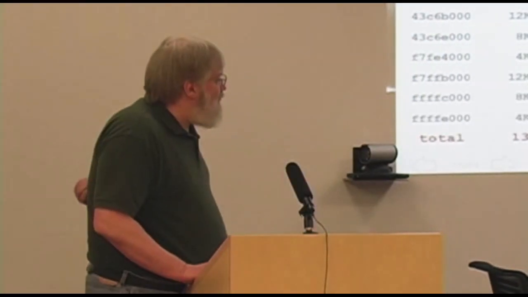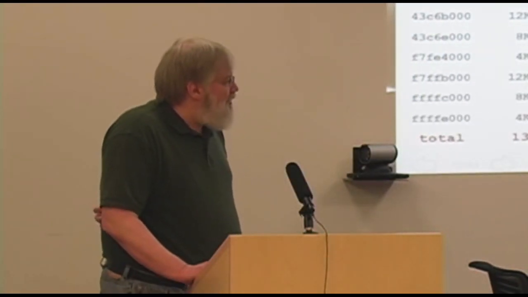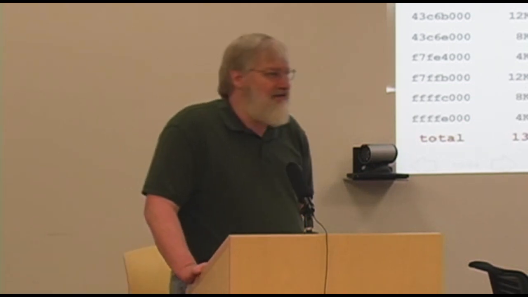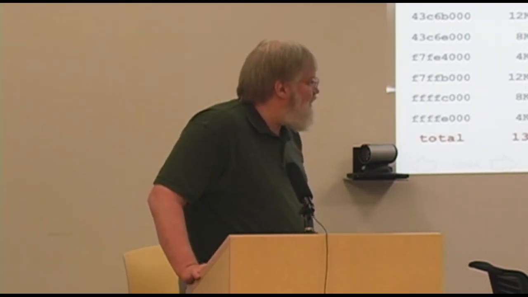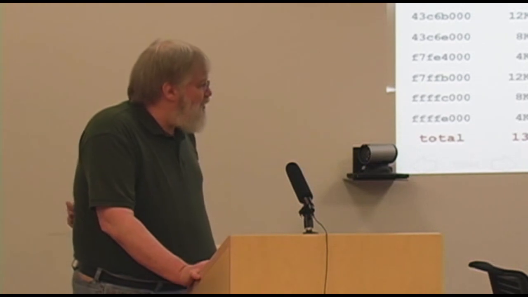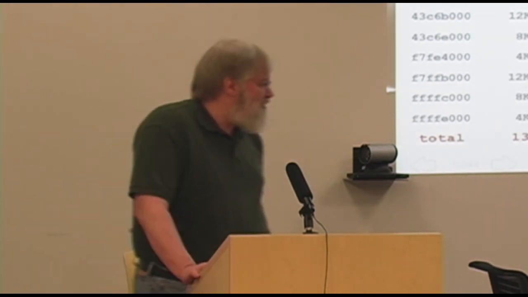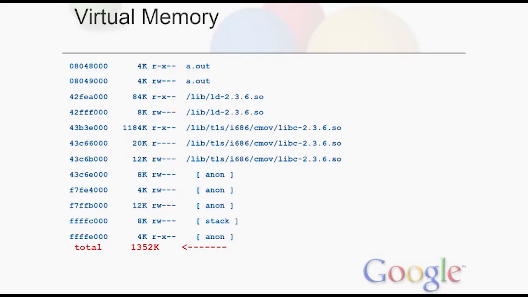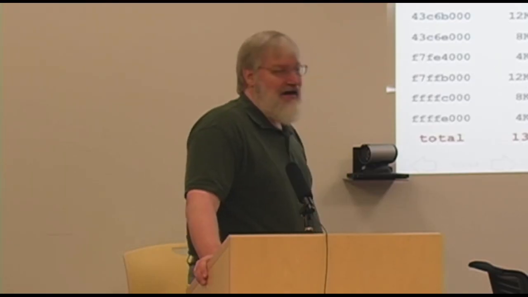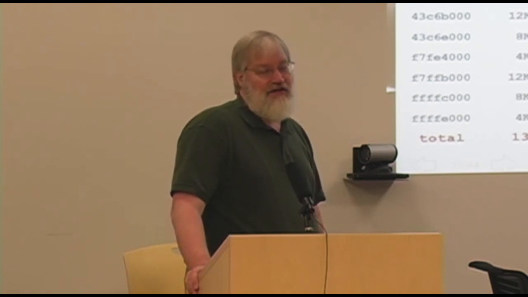So let's go back and look at virtual memory on a system and think about what that looks like. We talked about it before, and we have all the different parts there. And as we mentioned before, you can see the total amount of memory that you actually need down at the bottom of a pmap listing. So even though you have this big 3 gigabyte address space that you can use, in fact, you're probably not using all of it, even in the worst case.